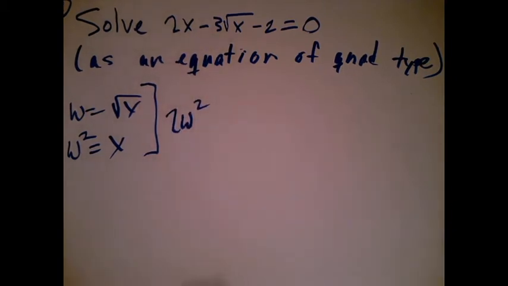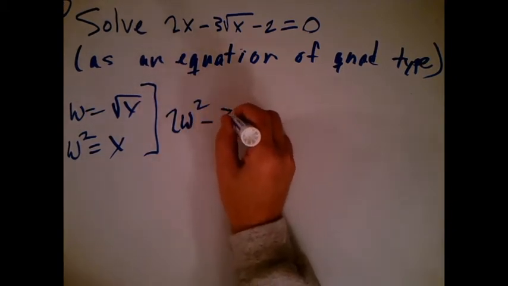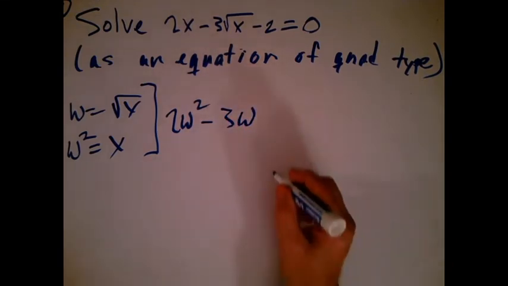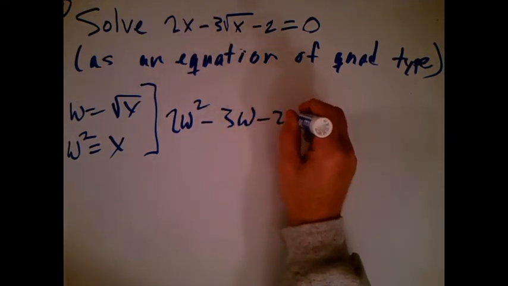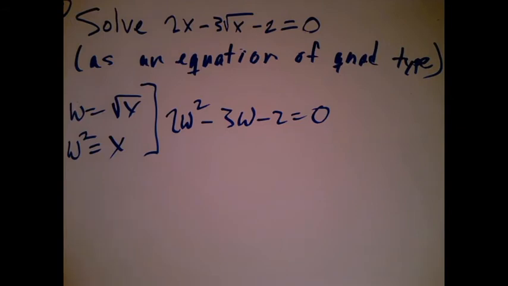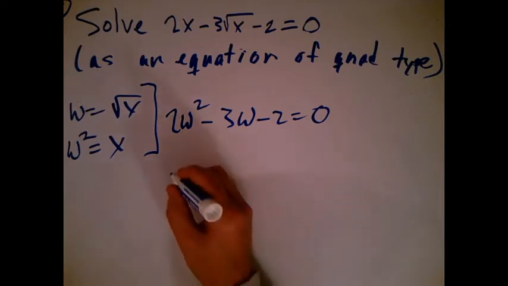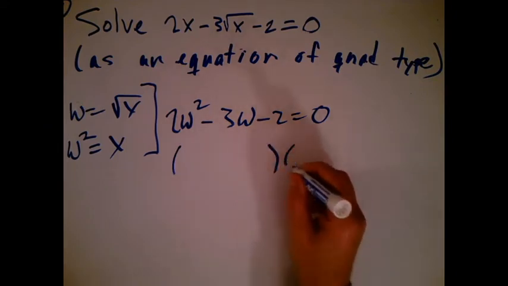Instead of square root of x, I put w, like that. And then I put minus 2, like that. And that's just an ordinary quadratic equation. It should either factor, I complete the square if I'm masochistic, or I can use the quadratic formula. I'm going to try factoring first and hope it works.